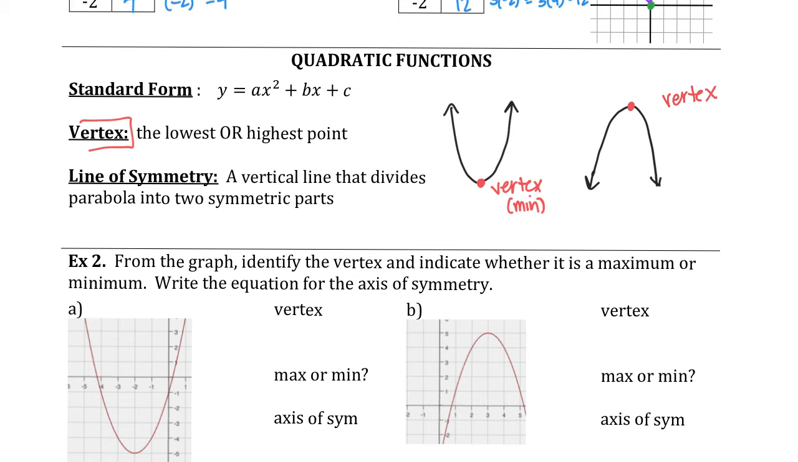Looks like it's in the middle. Because it's at the very top of the graph, it's the highest point on the graph, and we call it a maximum. Okay, the next vocabulary feature of a parabola is the line of symmetry.